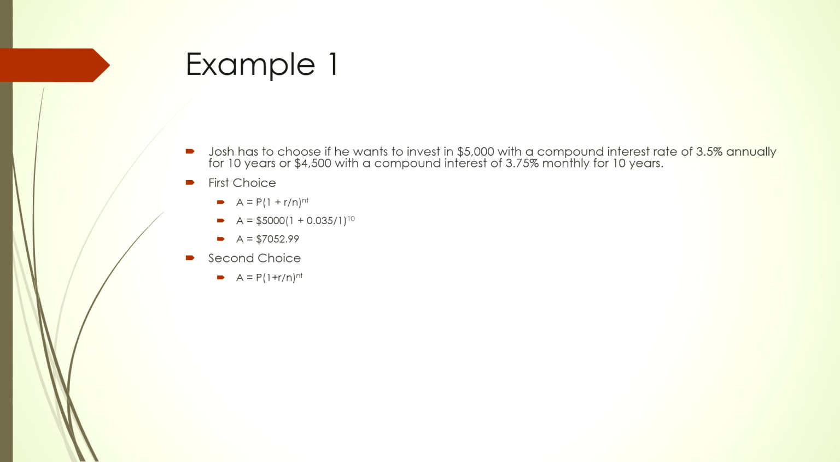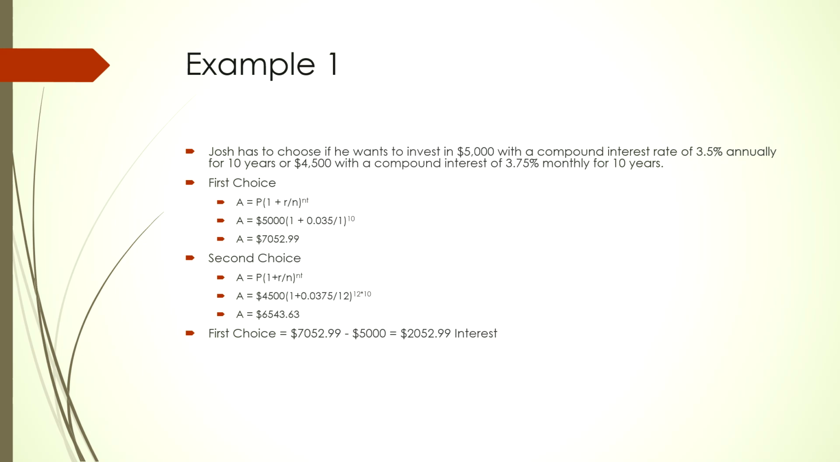In our second choice, we use the same formula. This time we do 4,500 times parentheses 1 plus 0.0375 divided by 12, close parentheses, to the 12 times 10 power. And after doing all that, we get $6,543.63.